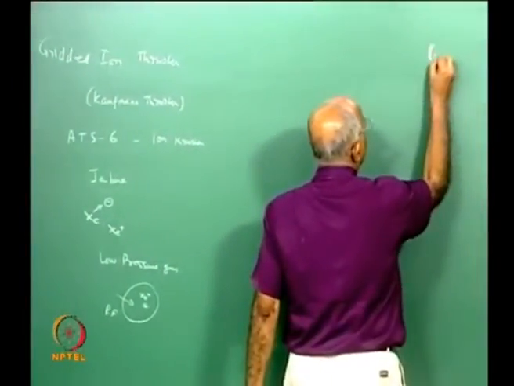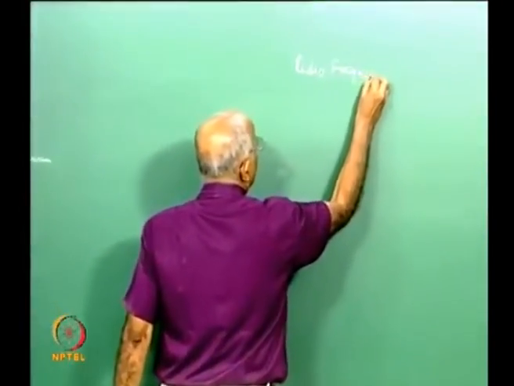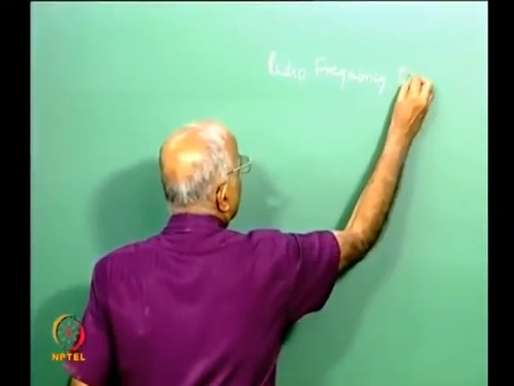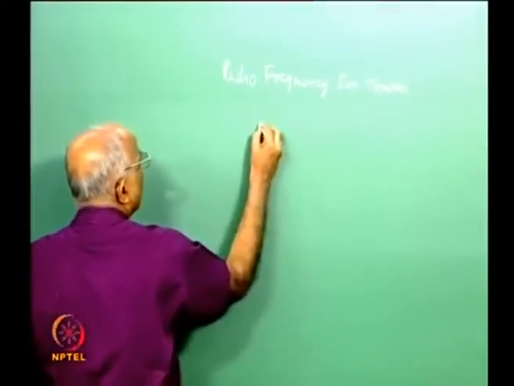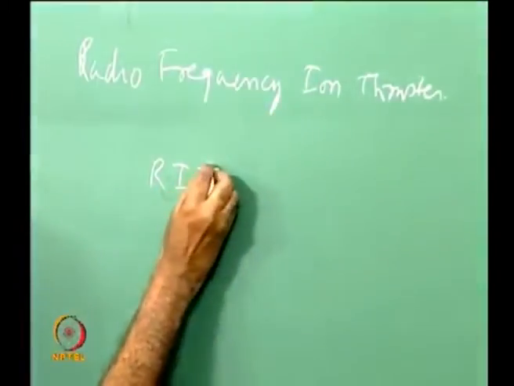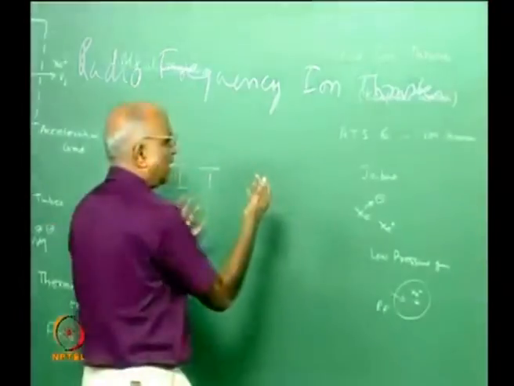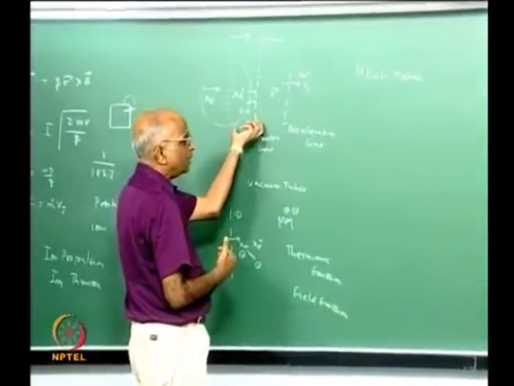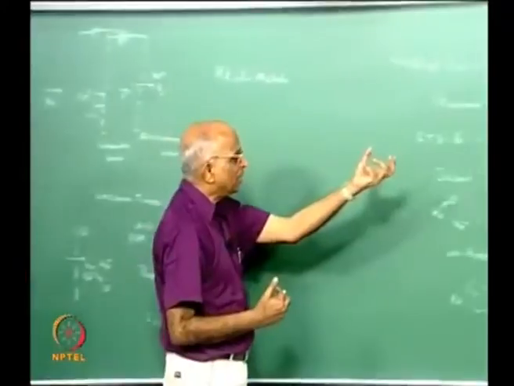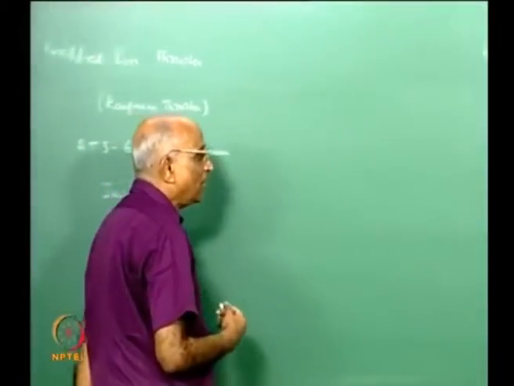Maybe I will write it here. Or it is known as RIT. It has also been flown. Therefore we are talking of some of these electrostatic type of mechanisms wherein I could use a gridded ion thruster, maybe a radio frequency ion thruster, or even I could think of some other configurations.